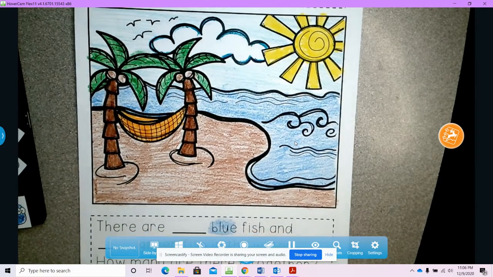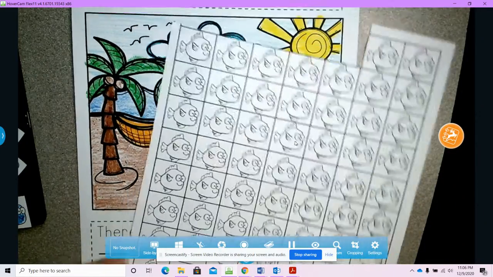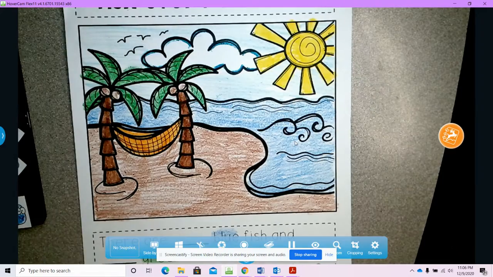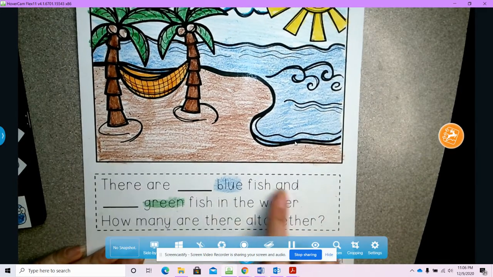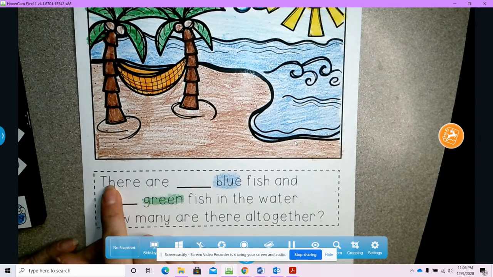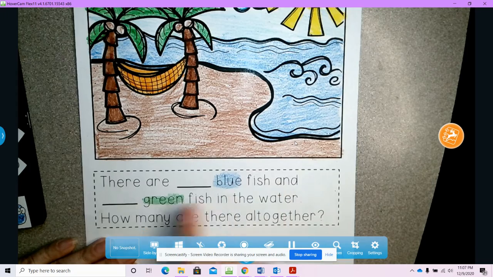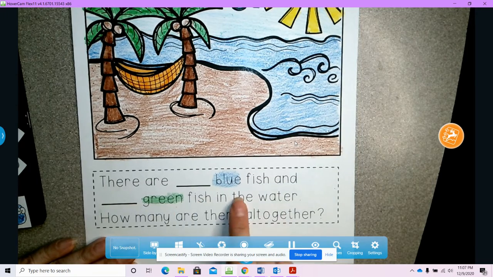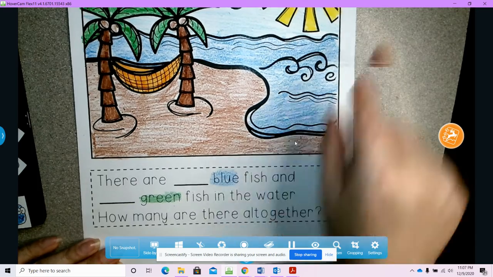So you had this page and then you had a page with fishies. You have so many fishies. You get to decide how many fishies you're going to use. So down here we have our math story or our word problem, and it says there are blank blue fish and blank green fish in the water. How many are there all together?